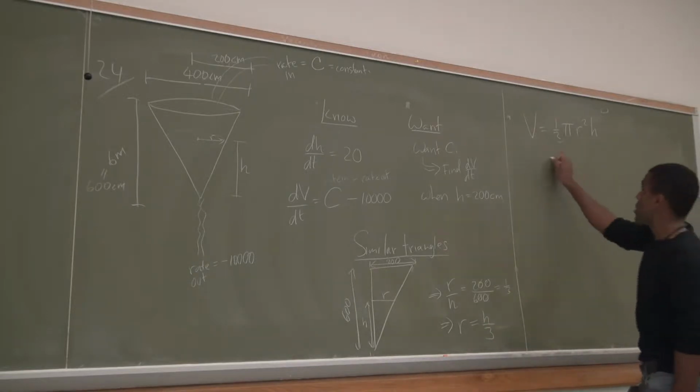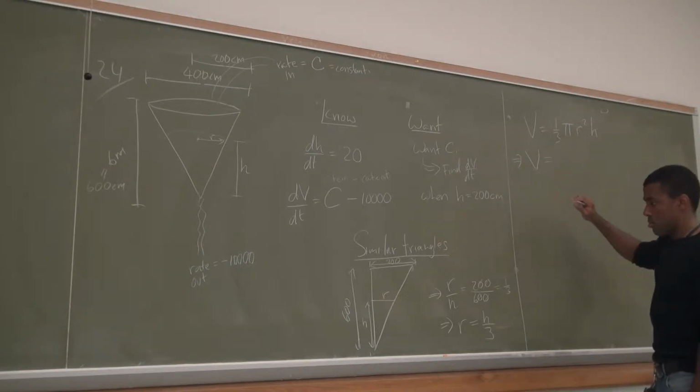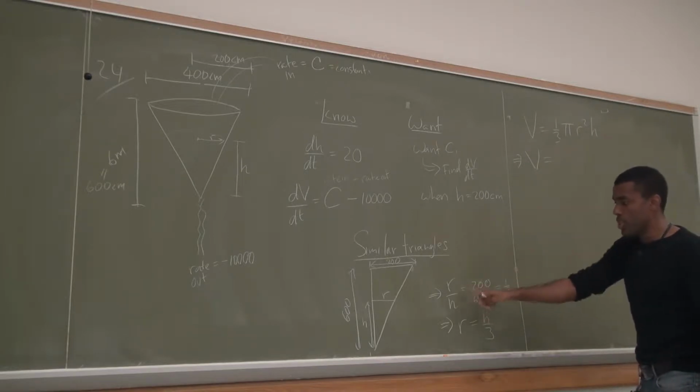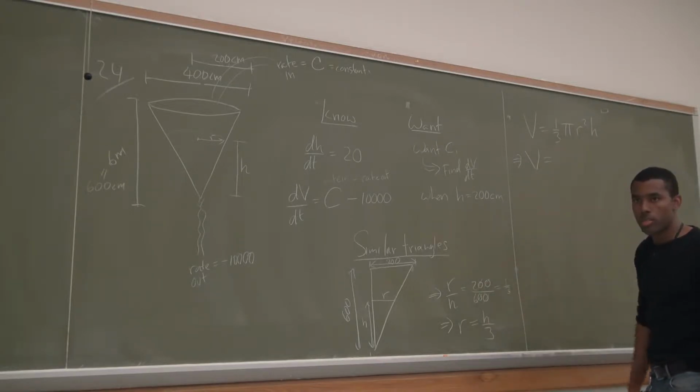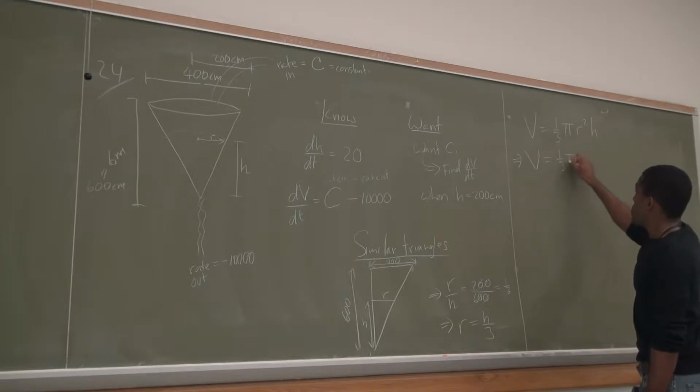And we just plug that in. If you put r over 200 equals h over 600, it's the same thing; it's not going to make a difference. So this would be 1/3 pi times h over 3 squared times h. That's going to be 1 over 27 pi h cubed.